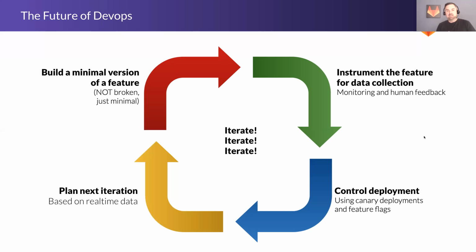And from there, iterate, iterate, iterate on the tightest cycles you possibly can. The shorter your cycle times are, the more data you can gather, and the more data you can gather, the better your feature will be as it actually grows. And furthermore, you'll have that feature in market, even though it's just a minimal, tiny version of that feature.